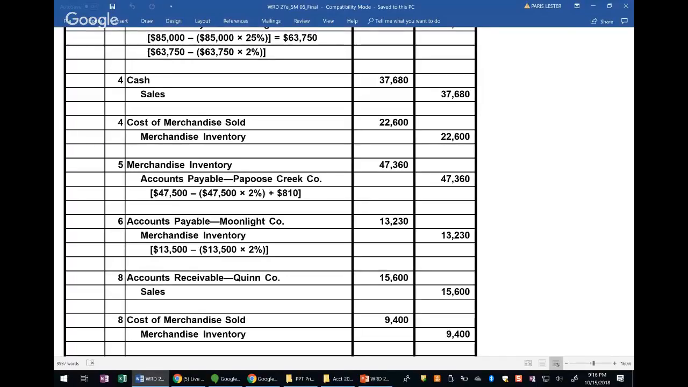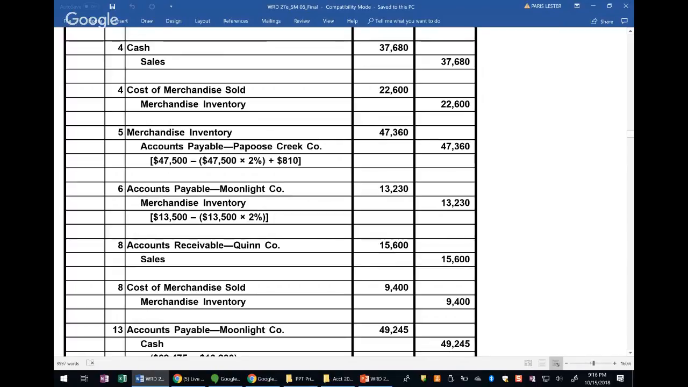All right, Kelly, how about the next one? Debit accounts payable and credit cash, 45,200. All right, we're just paying accounts payable. Debit accounts payable and credit cash, 49,245.